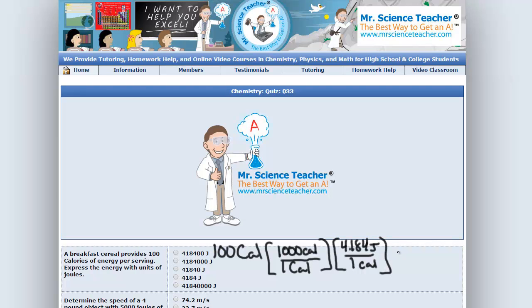So now all we have to do is multiply this out. 4.184 times 1,000 is 4,184, and then we have to multiply that by 100. And so we'll carry over 2 zeros. 418,400 joules. Notice that the food calorie cancels out, the smaller calorie cancels out, and we're left with units of joules. 418,400 joules.